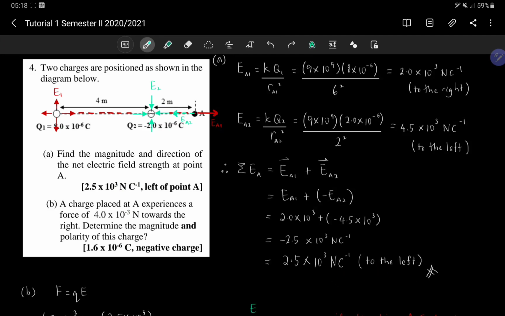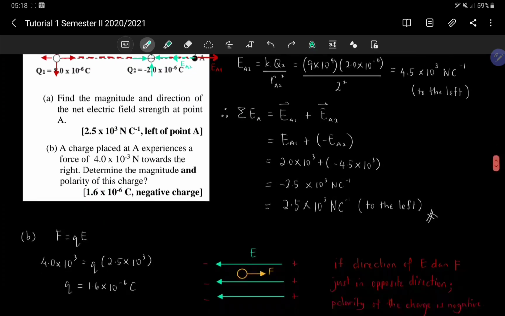So this is the way we write the answer. Don't leave the answer negative. We make it positive first, and then we explain what the negative sign means here: it is directed to the left. And then, by locating another charge on A, the force exerted is 4 exponent negative 3 Newton. Determine the magnitude and polarity of this charge.